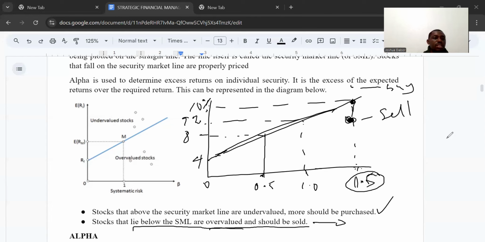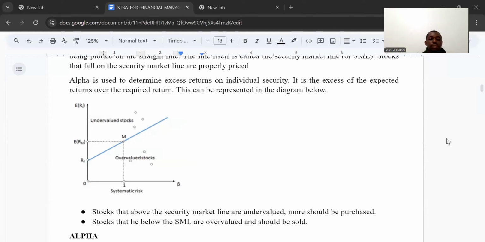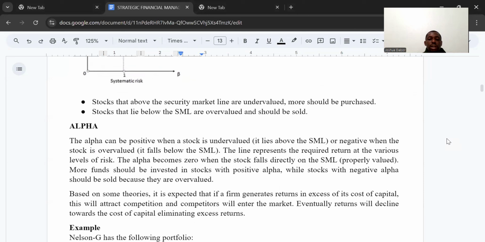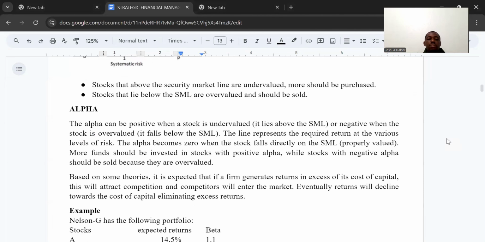Okay, so let's look at the alpha factor. We say beta is used to measure what? Risk. So what about the alpha? So alpha is used to measure excess return on security. The alpha can be positive when stock is undervalued. It lies above the security market line, or negative when the stock is what? Overvalued. So let's look at that.